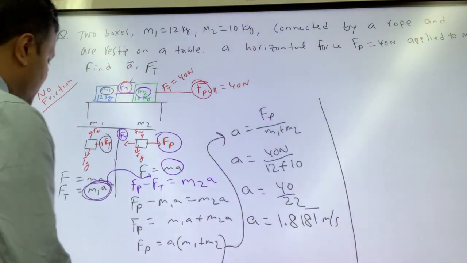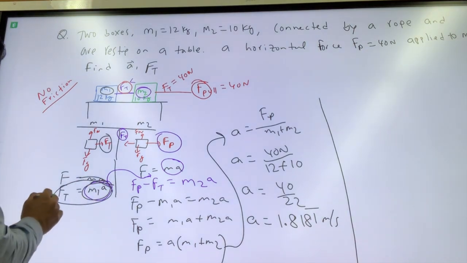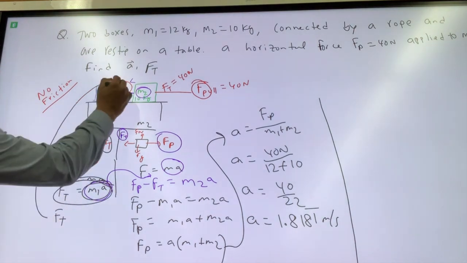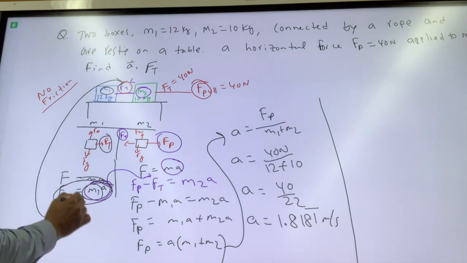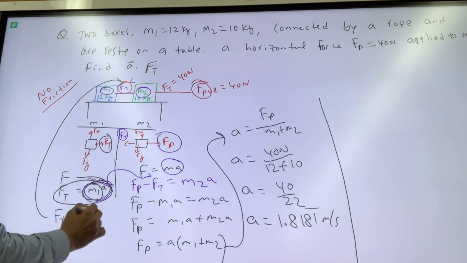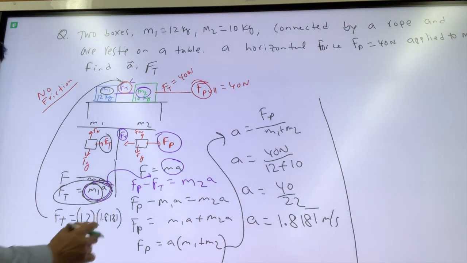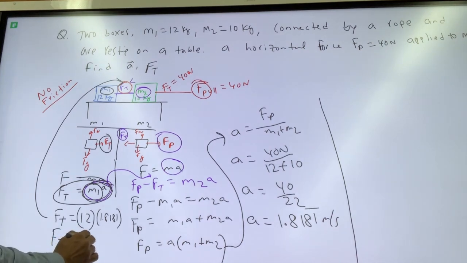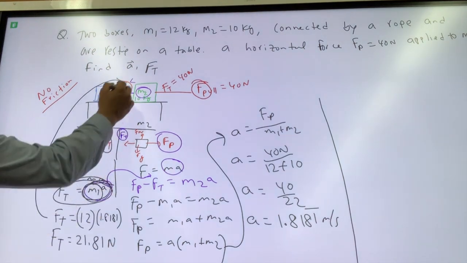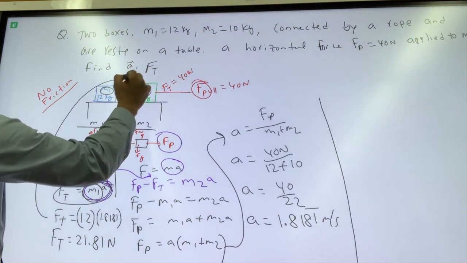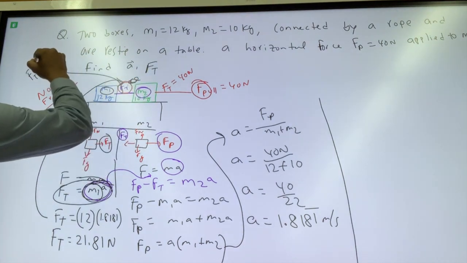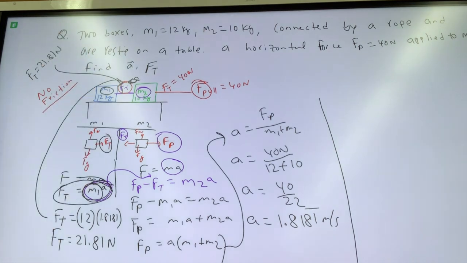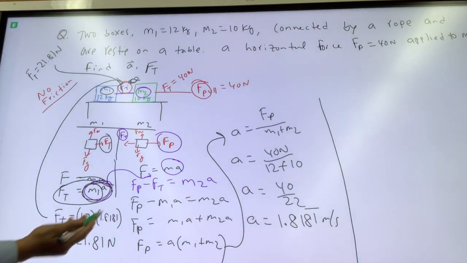Now we're going to find the Ft. There are many ways to find Ft. We can find Ft using this equation. So Ft is equal to this Ft, which is m1 times a. m1 is 12, a is 1.8181, times 12 is equal to 21.81. Ft is 21.81 Newton. So this Ft is 21.81 Newton. Okay, we can find this Ft in many other ways.